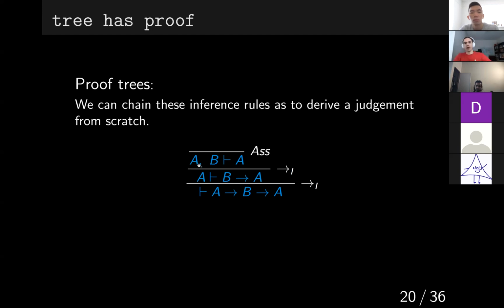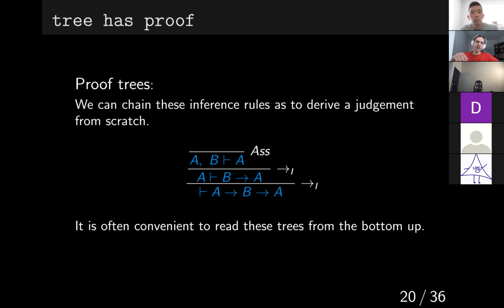I'm going to assume that my contexts are unordered. So A appears before the comma, but that's an acceptable abuse of notation in an hour talk, right? And the easiest way to read these trees is from the bottom up, actually. Then you see what rule is applied in each instance.